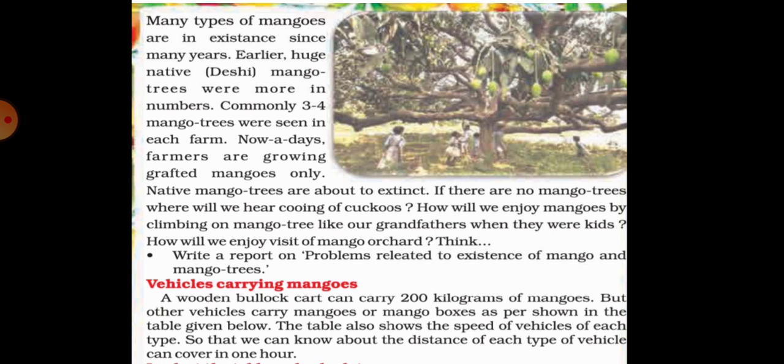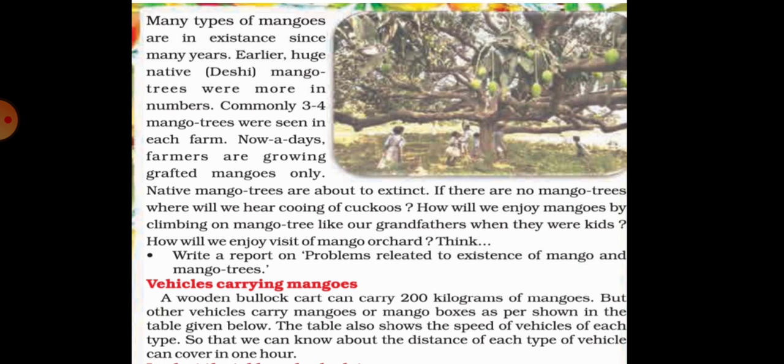Write a report on problems related to the existence of mangoes and mango trees. Dear student, here you have to write a report on problems related to mangoes and mango tree existence. Write it on your own, okay? You have to write this report in your notebook.